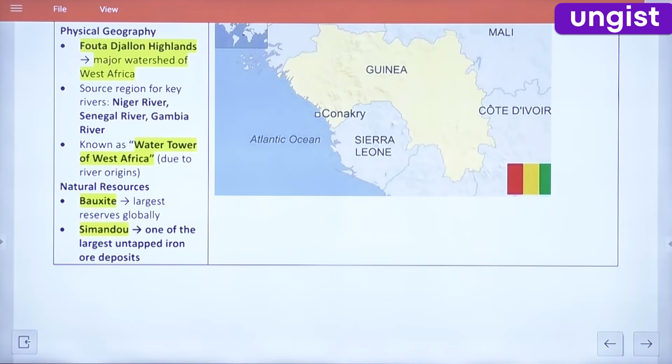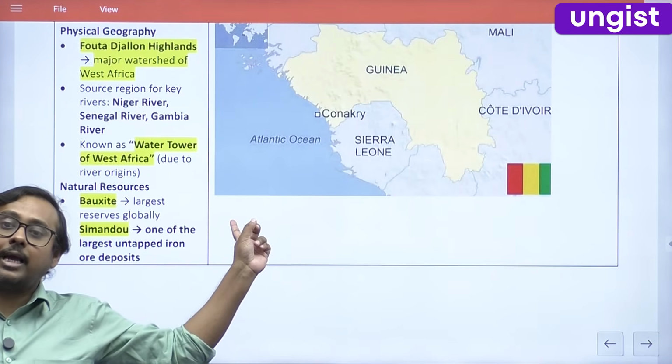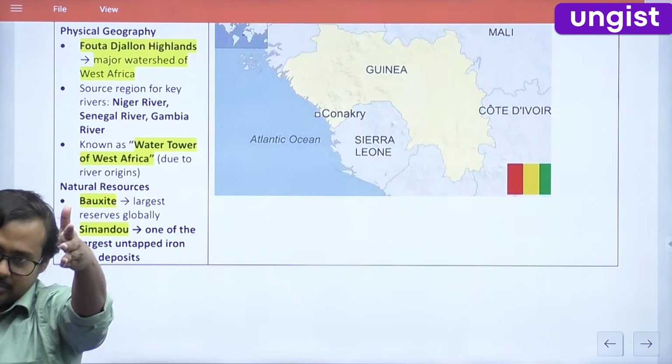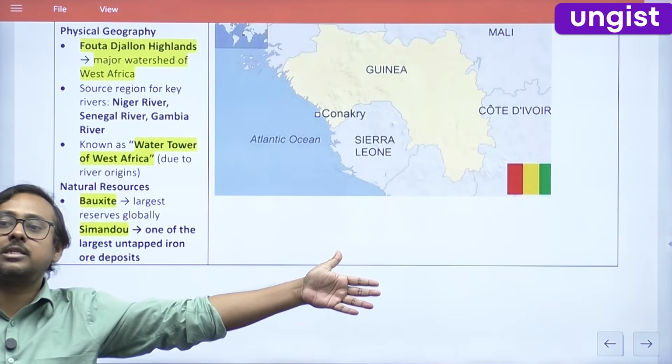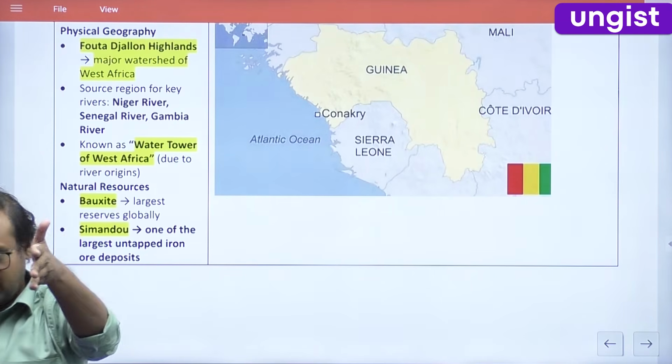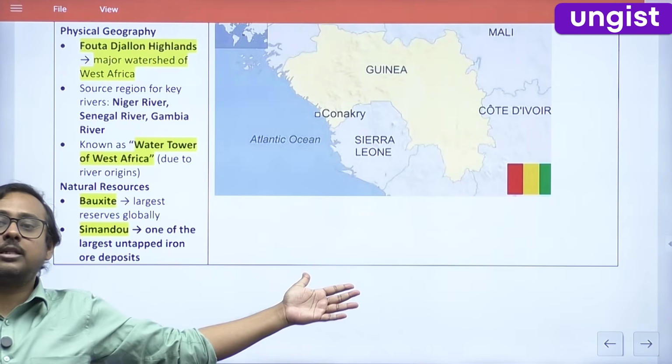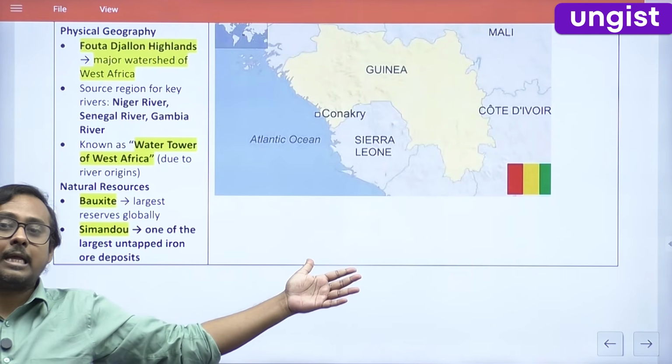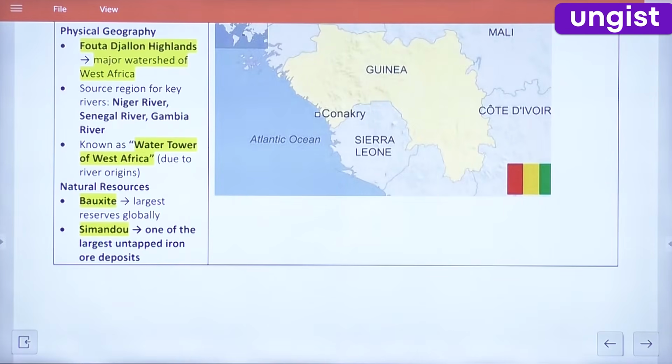Another important thing about Guinea is bauxite, the largest reserves of bauxite. Now, can anybody tell me which element it produces? Aluminium. In India, which state is the largest producer of bauxite? Orissa, right? Along with bauxite, which other mineral is produced the most? Manganese. Excellent. Now remember Simandou, it might not be asked, but it's one of the largest untapped iron ore deposits.